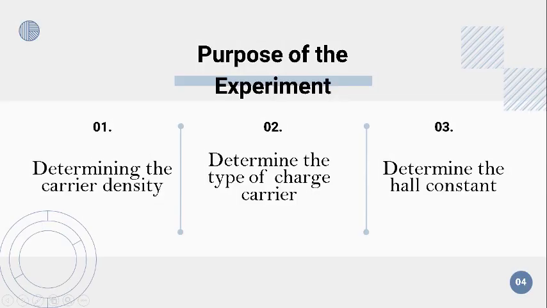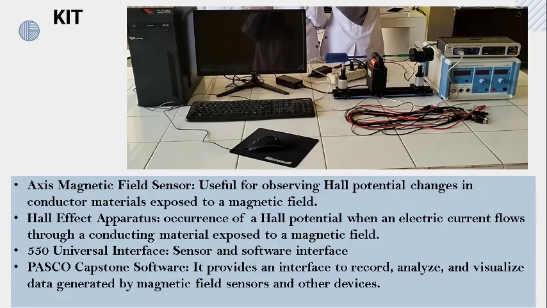The objectives of this practical activity are: 1. Determine the charge current density, 2. Determine the type of charge carrier, and 3. Determine the Hall constant. 4. Tools and materials. Let's start the experiment.